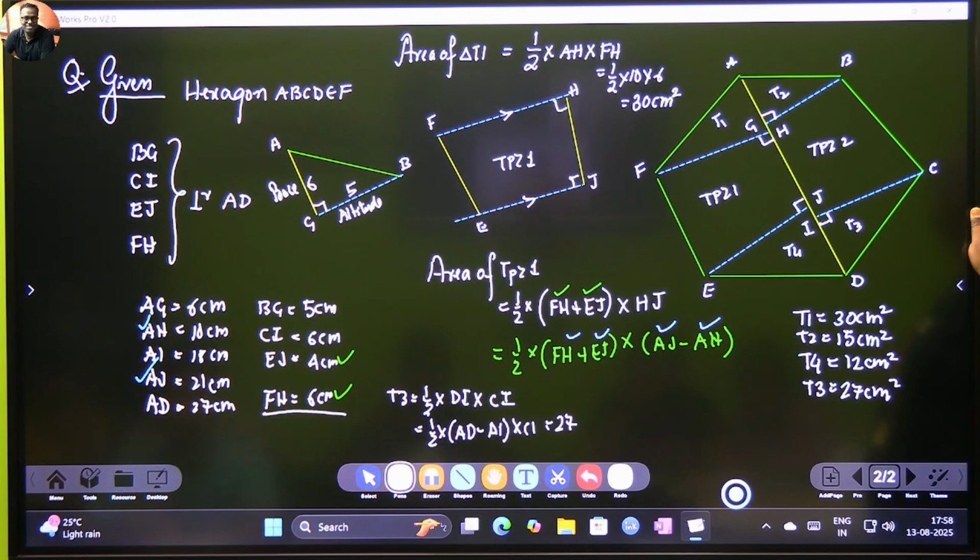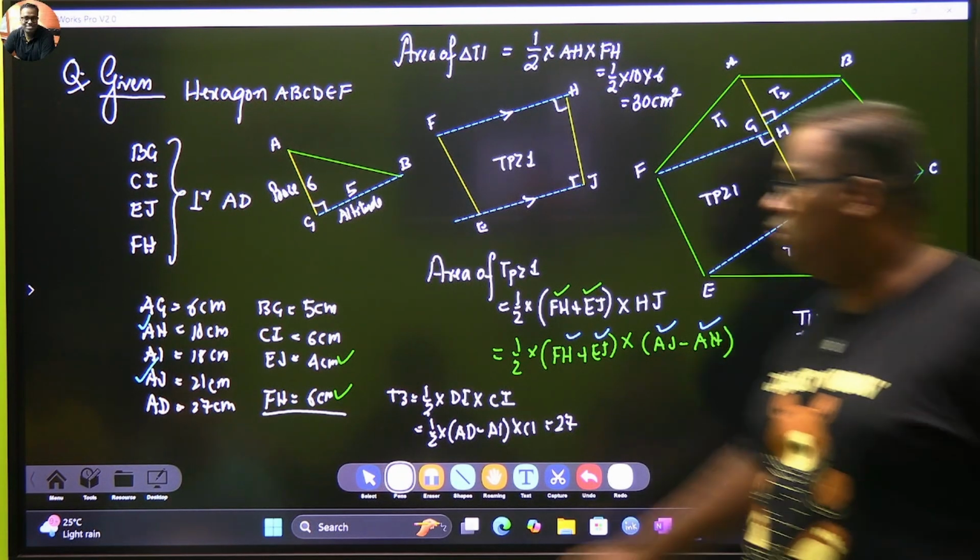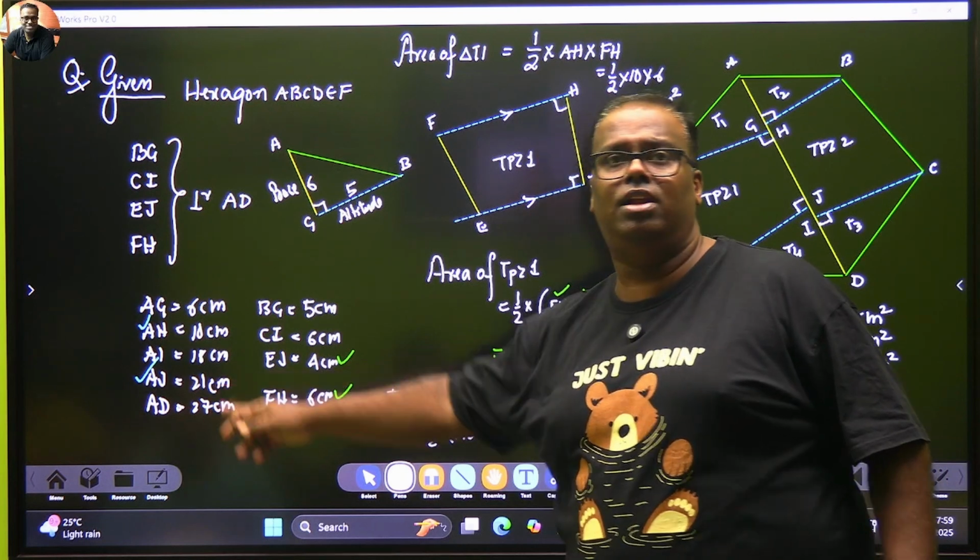One half multiplied by AD minus AJ. AD minus AJ. What is the value of AD minus AJ? 27 minus 18. How are you getting 18? 27 minus 21. AJ is 21.